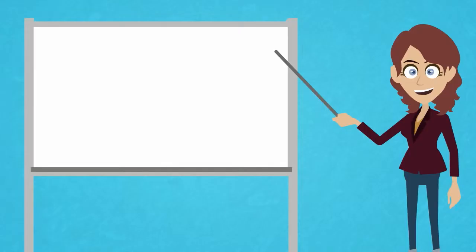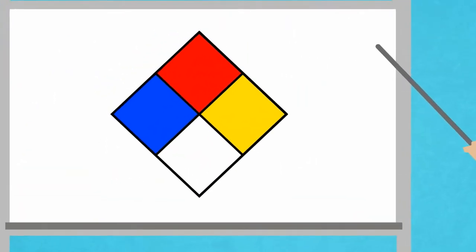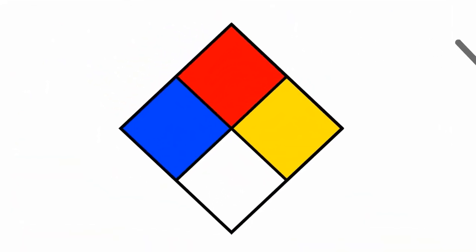First, let's go over what hazard communication is and what types of symbols represent different hazards. The most widely seen and used hazard symbol is the National Fire Protection Association's hazard diamond. The hazard diamond, or fire diamond, has 4 sections. Each section represents a different risk. There are numbers within each section which also indicate the level of risk.